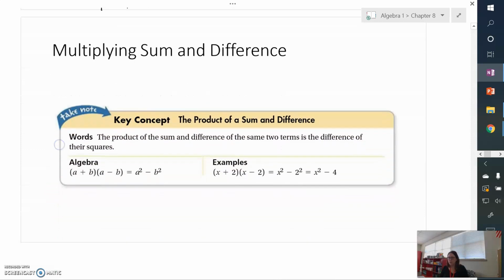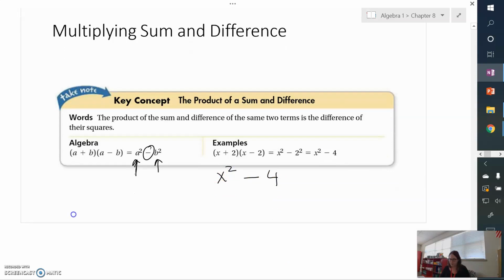All you do is you square your first term, and then you square the last term and put a minus in the middle. So when I have a plus b times a minus b, a squared, that's my first term squared. B squared, that's my second term squared. And you put a minus in the middle. Every time, all the time. So if I'm doing x plus 2 times x minus 2, square my first term, I have x squared. Square my last term, I have a 4, and put a minus in the middle. I've got x squared minus 4.